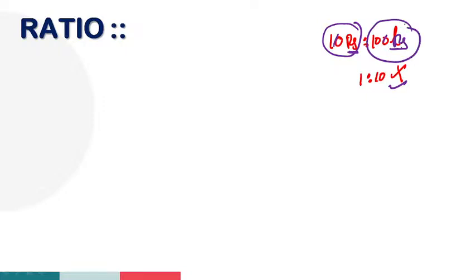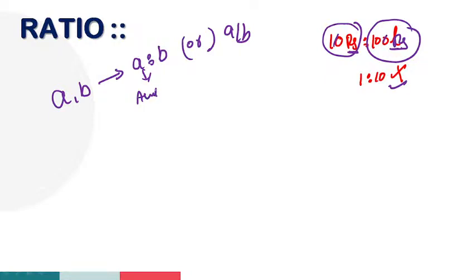Ratio means comparison. So just remember, guys, ratio means two quantities of the same units is called the ratio. For example, a comma b, the ratio is a is to b, or a by b, same. Here a is the antecedent, and b is the consequent.